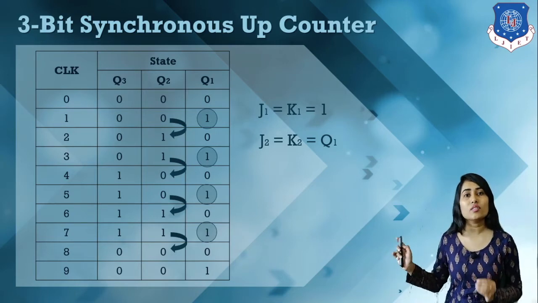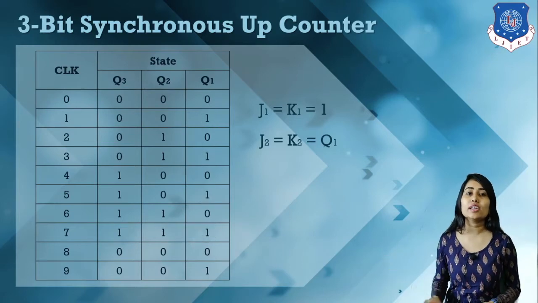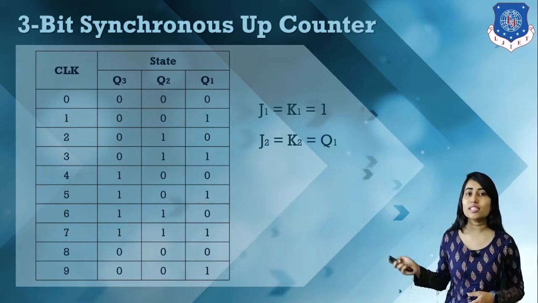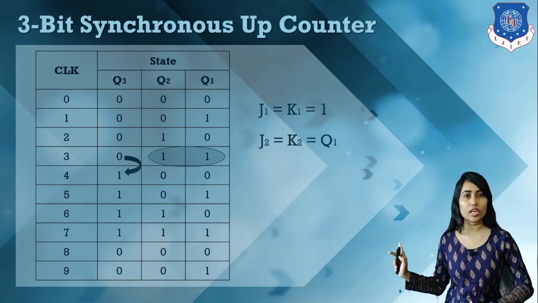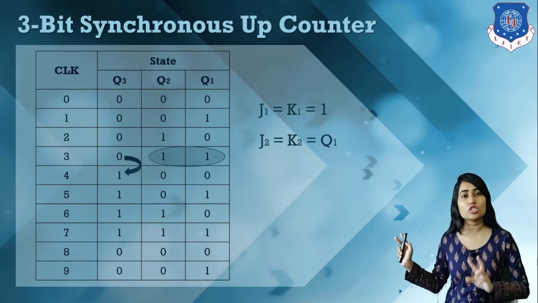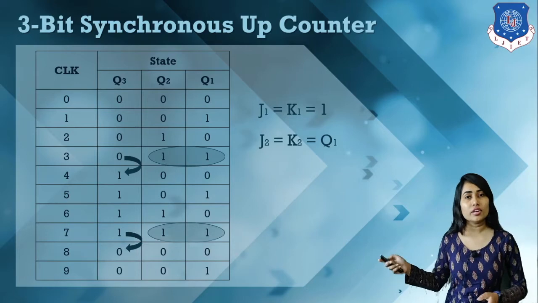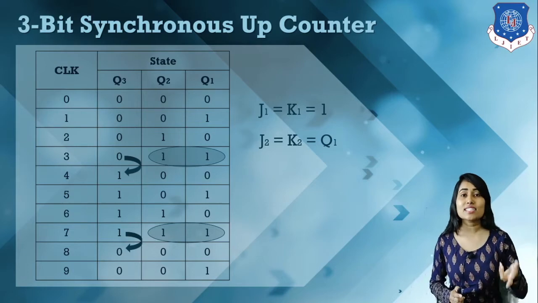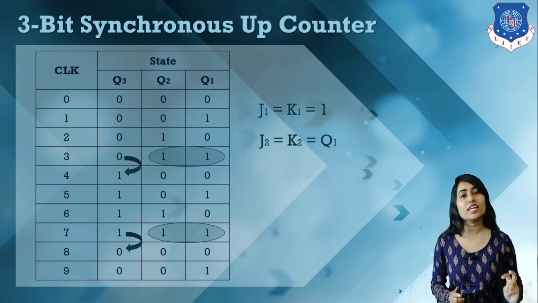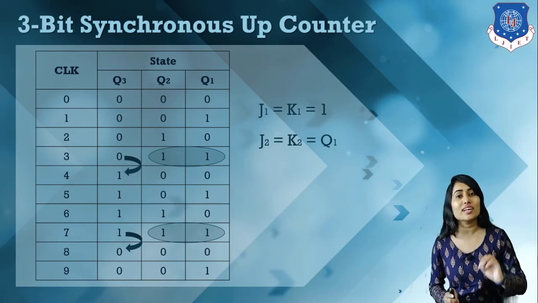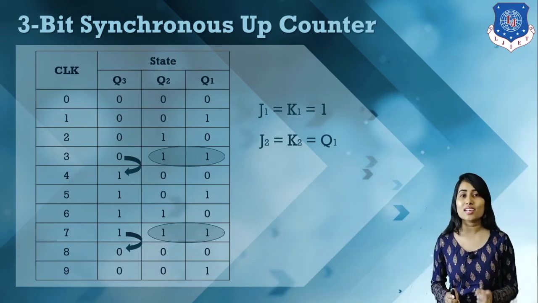So this is our second flip-flop's input. Now let's calculate the input for the third flip-flop. This third flip-flop will toggle when both the outputs Q2 and Q1 are 1. Whenever Q2 and Q1 are equal to 1, we have a toggle condition, or a change of state. In the third flip-flop we have a change of output only when Q2 Q1 is equal to 1, and for other conditions we have a no change condition.